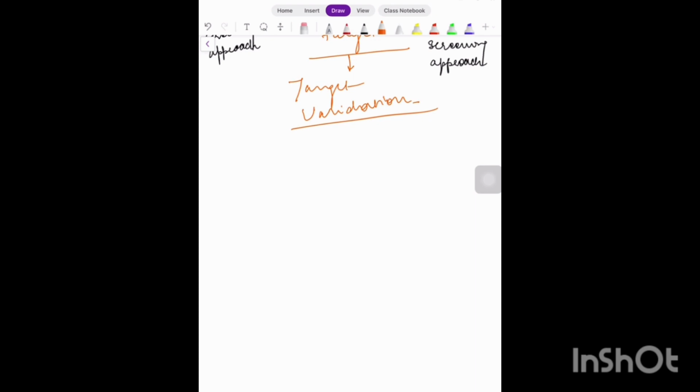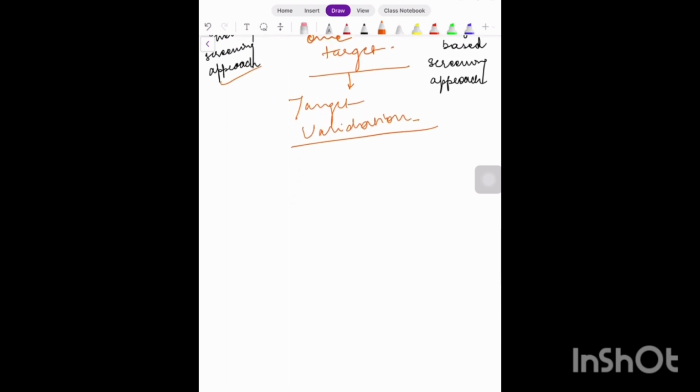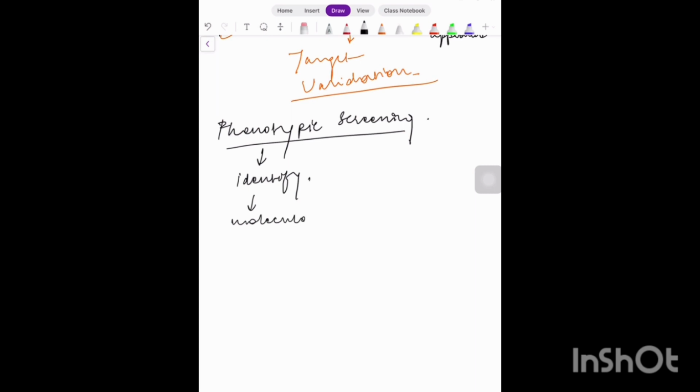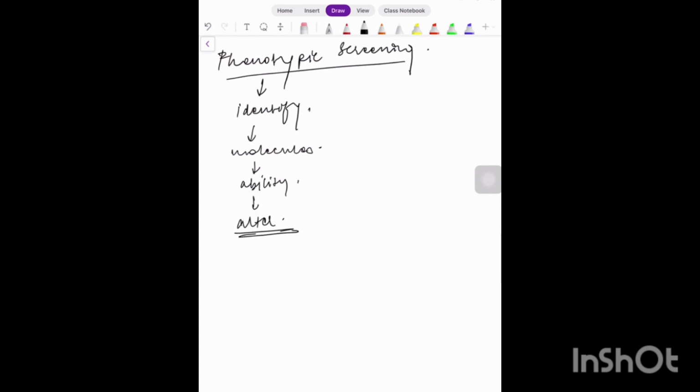So now a little bit on target deconvolution and target discovery. Phenotypic screening, as we learned here. Phenotypic screening is a strategy used in drug discovery to identify molecules. What we use it to identify are molecules with the ability to alter, so they have the ability of doing what? They have the ability to alter what? Again the question, what? They have the ability to alter a cell's phenotype.